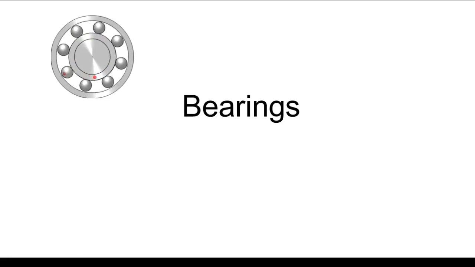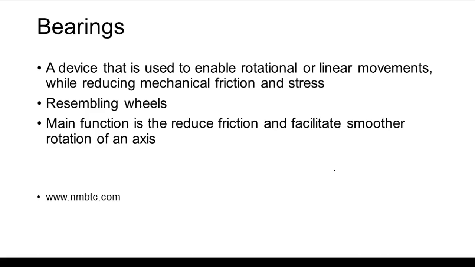It's got to be able to handle a radial load. Radial load is the big thing. And of course, it's got to be able to carry the weight of what it's trying to transfer that energy through. And it's got to be very, very efficient. This bearing, of course, we call it a ball bearing: a device that is used to enable rotation or linear movement while reducing mechanical friction. It resembles a wheel. Its main function is to reduce friction and facilitate smoother rotation of an axis.